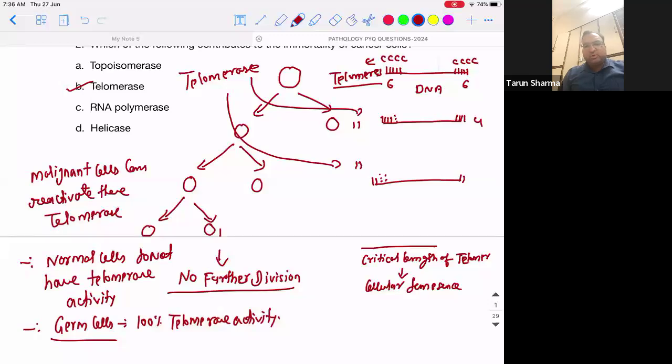So now you got the point why we all are going to die, why there is no immortality, why mortality is the biggest truth of the world: because we do not have the telomerase enzyme. And cancer cells can reactivate their telomerase and become immortal. So that's why aging is there. I think this is a very, very important question and concept also. So please remember this thing.